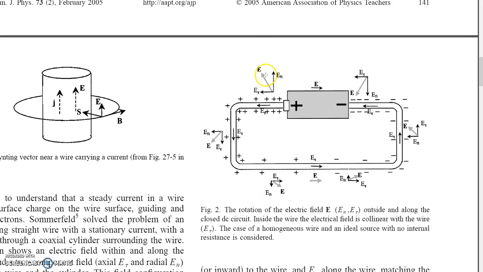So the net electric field changes direction as you go around the wire. Alright, that's the first step.